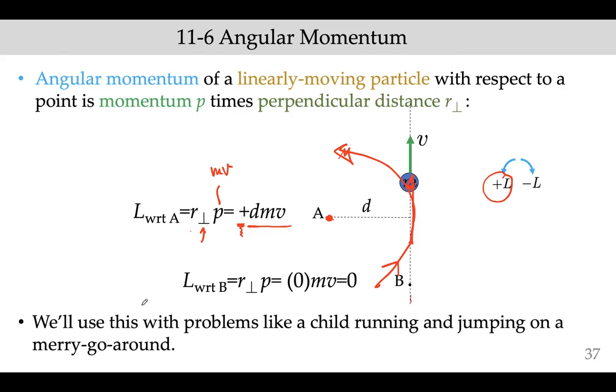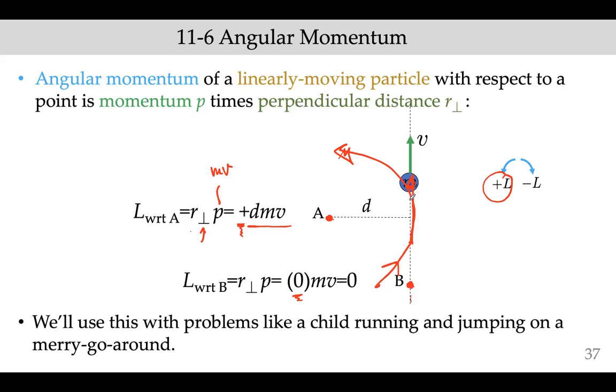Okay, what about the angular momentum of this particle with respect to point B? Now for point B, the particle's trajectory actually goes through point B, so r perpendicular is 0. So this particle has no angular momentum with respect to this point B. So as you can see, angular momentum depends on the point you choose. With respect to different points, it's a different number.